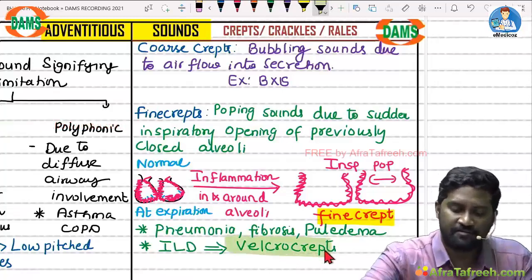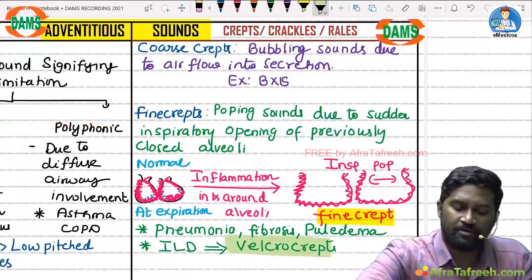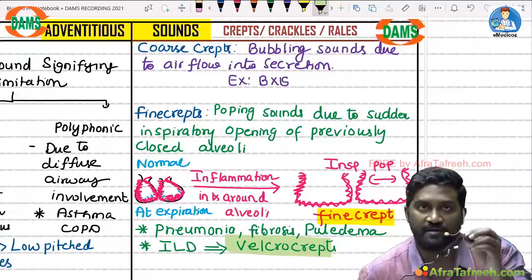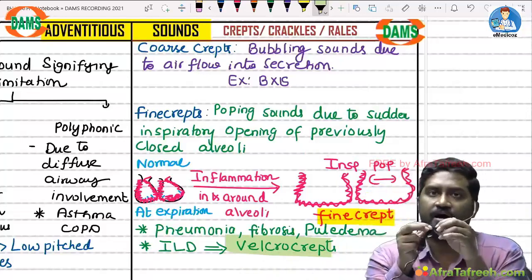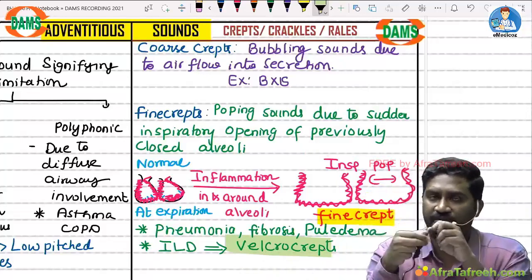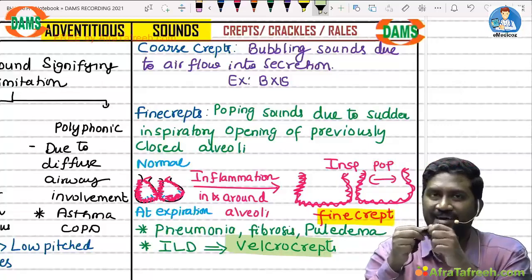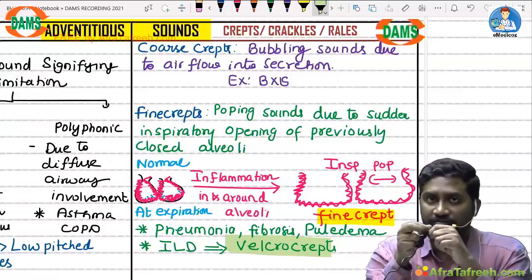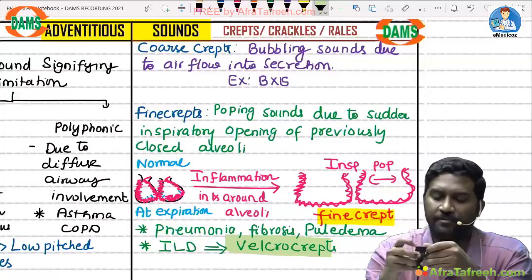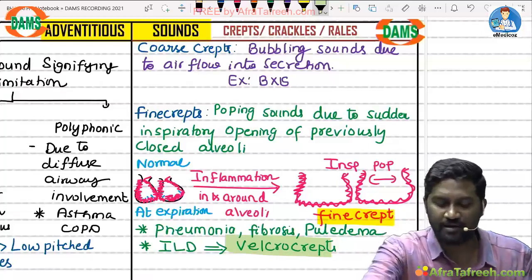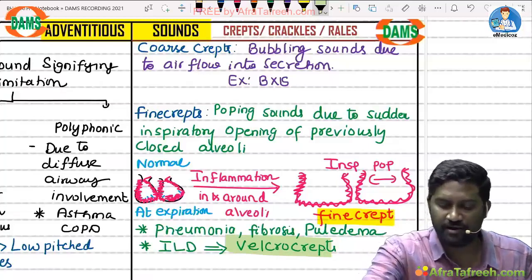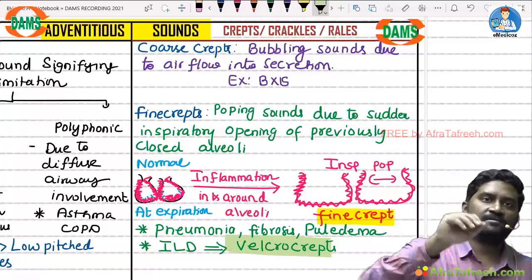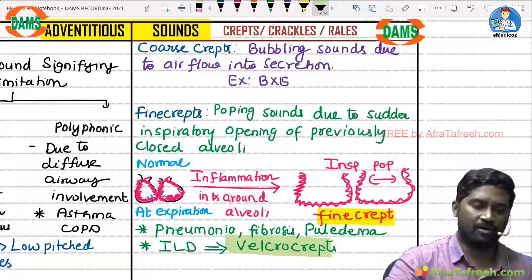Now what is the reason behind this? What is meant by Velcro, students? Velcro means a strap like this. So whenever I open this strap, can you hear a popping sound? Yes. So the person who first identified fine crepitation in ILD felt it was similar to the opening of a strap. So he called it Velcro crepitation. So this is regarding the differences between wheeze, crepitations, crackles, also called rales.